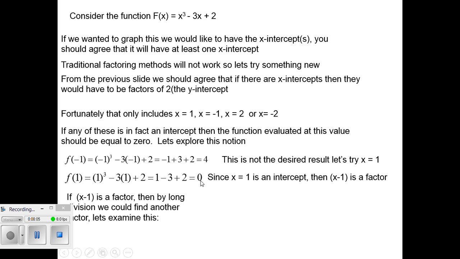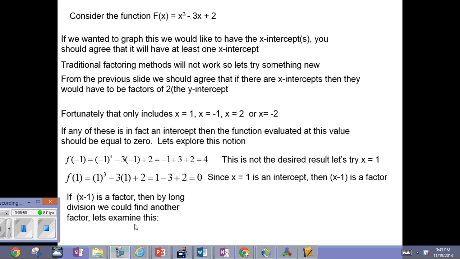Since f of 1 is 0, x equals 1 is an intercept, and x minus 1 is a factor. Again, all the possible factors of the y-intercept are values that we want to try plugging into the function to see if they produce an x-intercept. Plugging in -1 did not produce a 0, so that is not an intercept. Plugging in 1 does produce 0, so x equals 1 is an intercept, and x minus 1 is a factor.